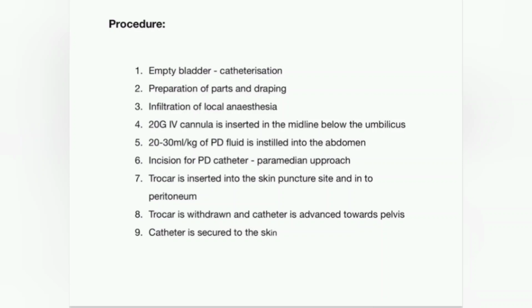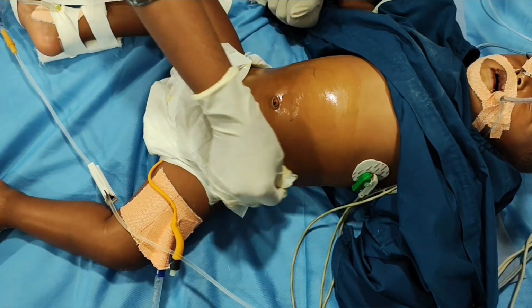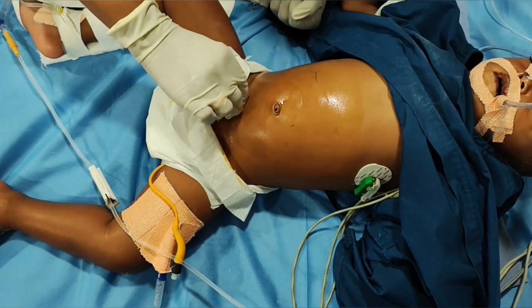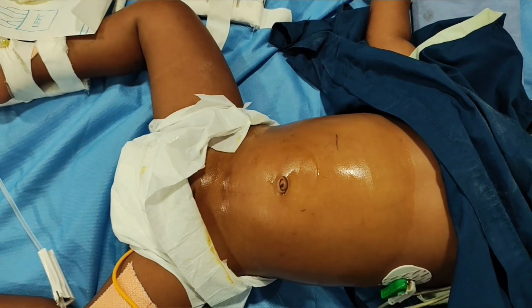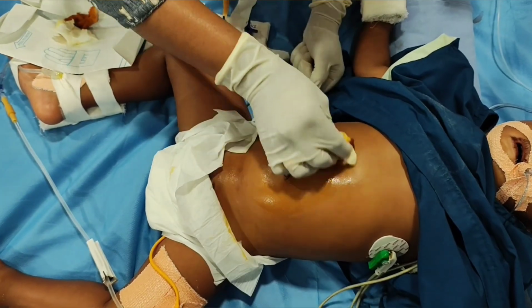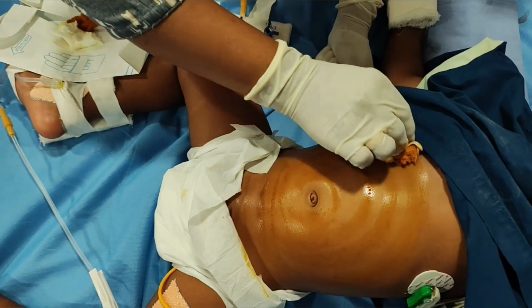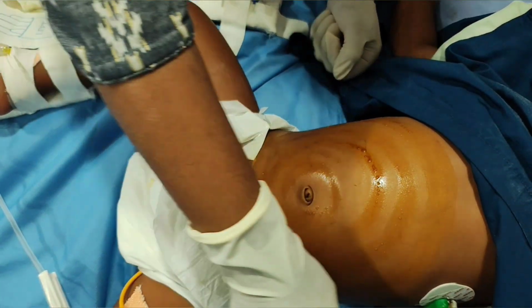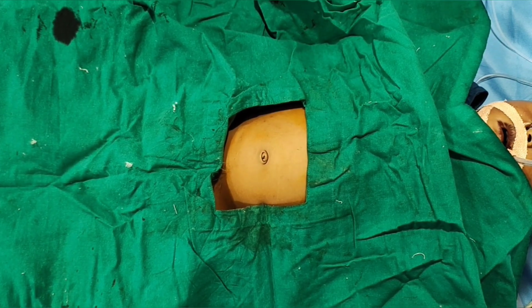Procedure for peritoneal dialysis. First, we need to empty the bladder by catheterization. In this child, we already catheterized the child, and the bladder is empty. Now we are cleaning with the 3 swab technique, and after that we will drape the abdomen. Now the abdomen is cleaned and draped.